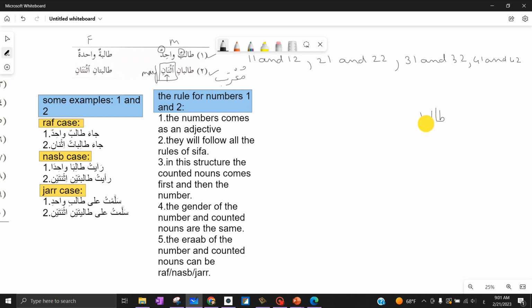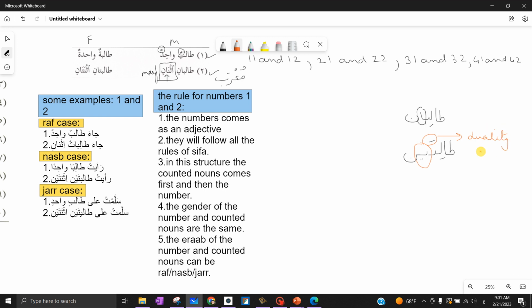Okay, so how do we know that it is in marfu case? Because of this alif. In mansub and majrur, what is the difference? Taliba with fatha and ya and noon. This ya shows that it is in mansub case, plus the fatha before the ya shows it is the case of duality.